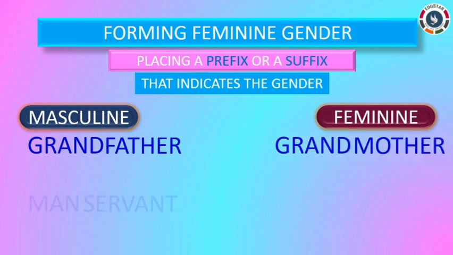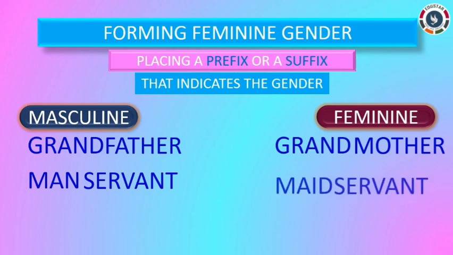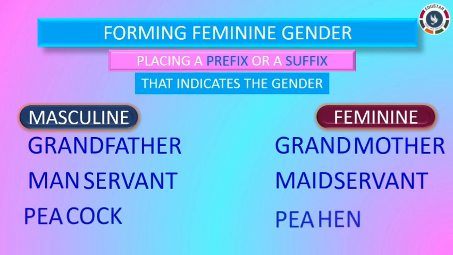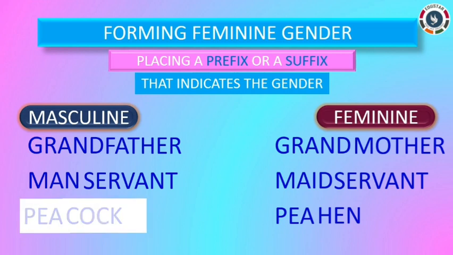Next example, manservant, maidservant. Here also, we keep the word servant as common and change the prefix part only. Here, the feminine gender of man is maid. So, manservant becomes maidservant. Let me explain another example. Peacock, peahen. Here also, we know the feminine gender of cock is hen. So, the feminine gender of peacock is peahen.